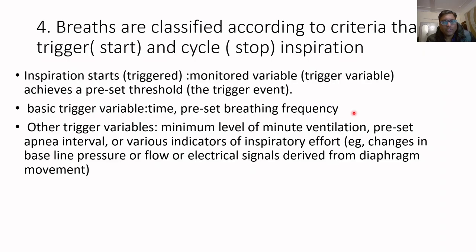Suppose we are on a pressure control assist control mode and the patient is paralyzed. We have set a frequency of 20, so every 3 seconds a breath will be delivered. That will be a mandatory breath, a time controlled, time triggered breath. Other trigger variables we know of can be a minimum level of minute ventilation, a preset apnea interval on various modes, or various indicators of inspiratory effort like changes in the baseline pressure or electrical signals of diaphragm movement.